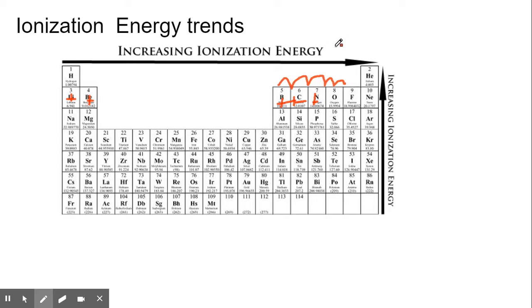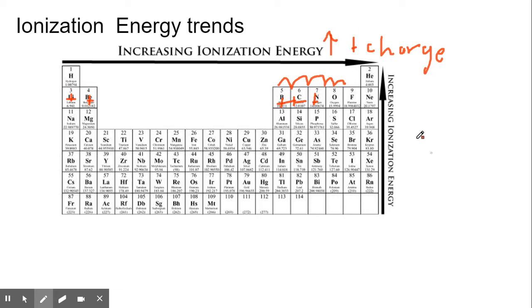So when I go to the right, I increase my positive charge, and that makes it harder to remove the electrons. So it makes it more difficult to remove the electrons. Now that makes sense, right? We have more positive, more positive, so they're holding the electrons tighter, so it's harder to take them off.